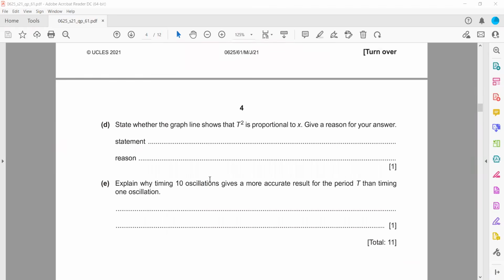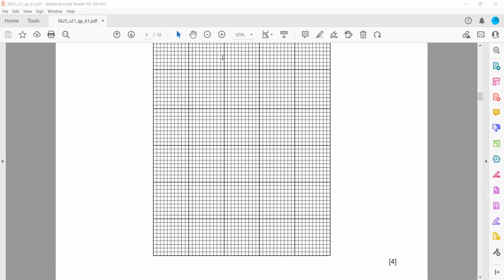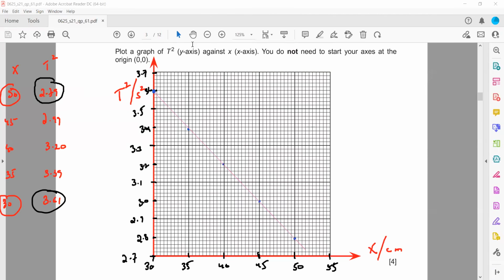We have a next part in which we state whether the graph line shows that t square is proportional to x. Remember, when two quantities are directly proportional, what should be the shape of the graph? Number one, it should be a straight line, and number two, it should pass through the origin. When two quantities are directly proportional, when one increases, the other also increases. But from the graph, how can you determine it? There should be a straight line passing through the origin. So if t square and x are directly proportional, there should be a straight line starting from 0, 0.